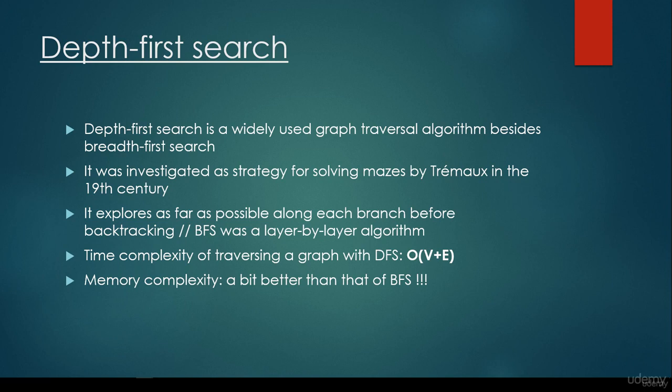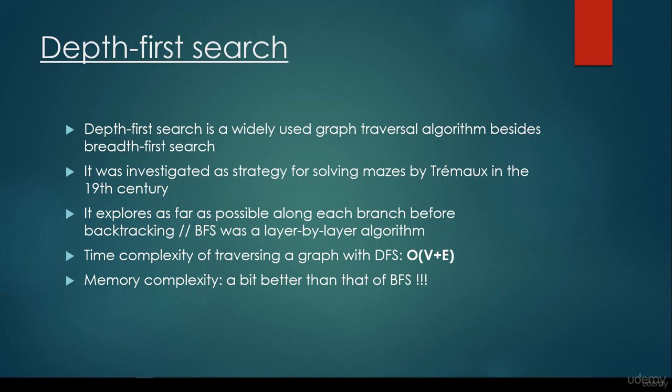It explores as far as possible along each branch before backtracking, and basically that's the most important difference between breadth-first search and depth-first search, because if you may recall, breadth-first search was a layer-by-layer algorithm. So breadth-first search, or BFS, is going to visit the neighbors first. Here, for DFS, it explores as far as possible. So maybe it's going to visit the furthest vertex before it visits its neighbor. Okay, that's the main difference between depth-first search and breadth-first search.